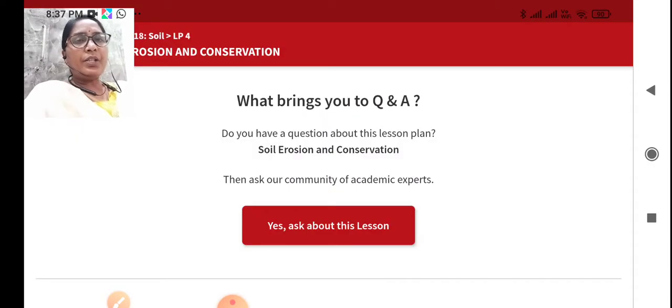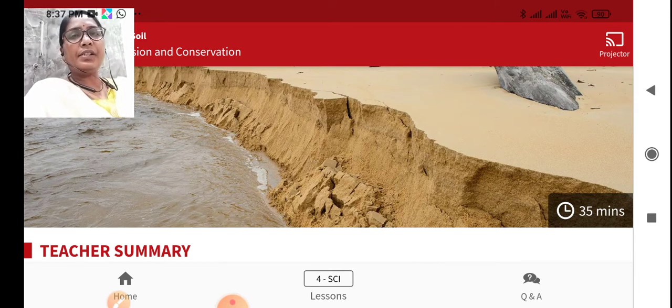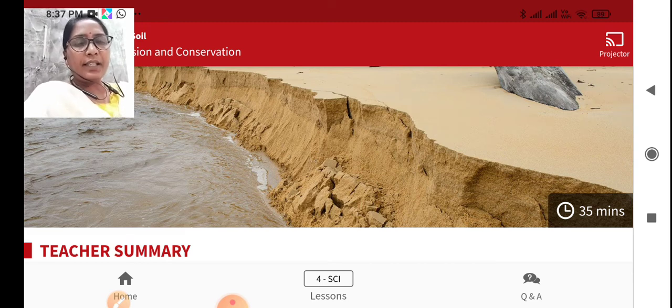So now you understood the meaning of soil erosion. How to stop soil erosion, and how we can save the soil, you will learn in today's class. Saving the topsoil is known as conservation. So, the removal of topsoil is called soil erosion. Protecting and saving this topsoil is known as soil conservation.